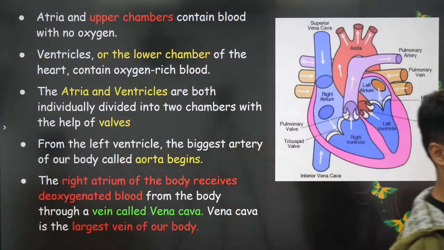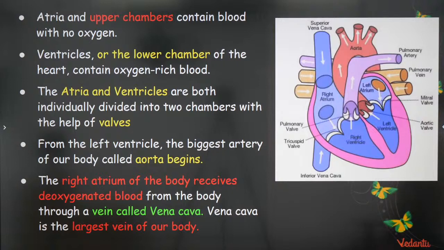I'll just read it. Atria, the upper chambers, contain blood with no oxygen. Ventricles, the lower chambers, contain blood rich in oxygen. Atrium and ventricles are divided with the help of valves. On the left side, you have got bicuspid valve. On the right side, you have got tricuspid valve. From the left ventricle, the biggest artery, that is aorta, begins. Right atrium receives deoxygenated blood through vena cava, and vena cava is the largest vein of the body.